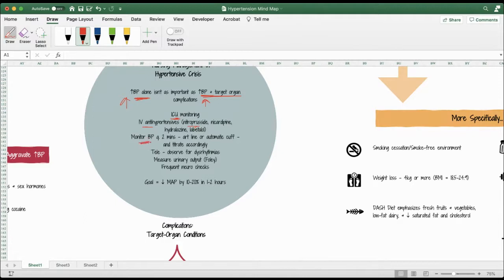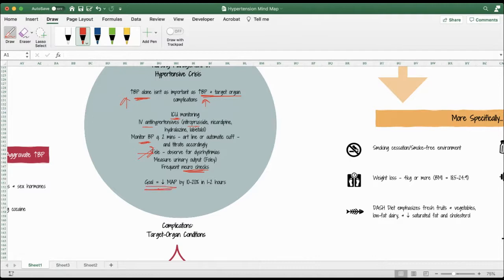You will monitor BP very, very often when somebody comes in with something like this. So most of the time they'll have an art line, so you'll have a constant blood pressure. If not, you would put on an automatic cuff and have it go every 2 to 5 minutes. You just want to see that blood pressure coming down constantly, right? And then, yes, obviously you would hook them up to telemetry. You want to watch their cardiac function. And frequent neuro checks are important. And I'm sure all of you know how to do a GCS.